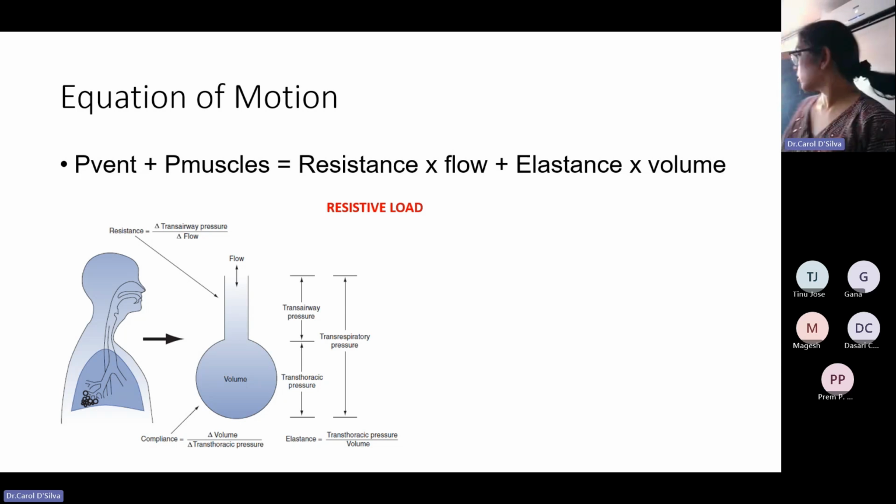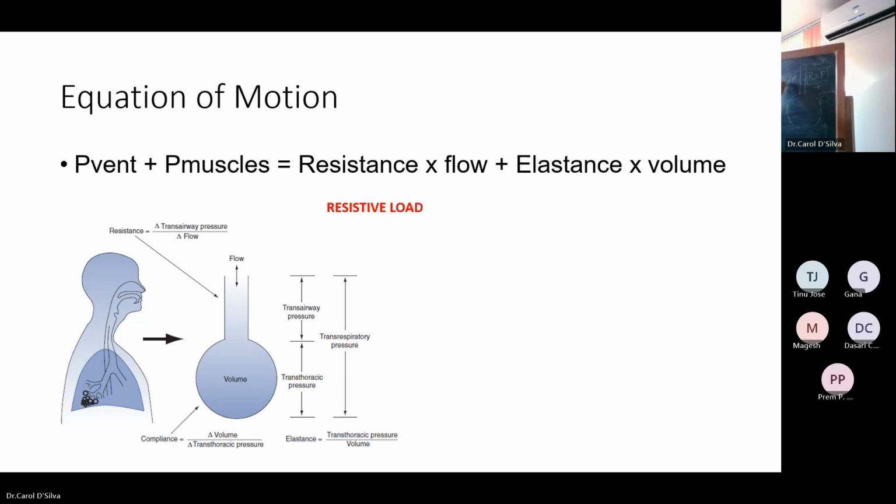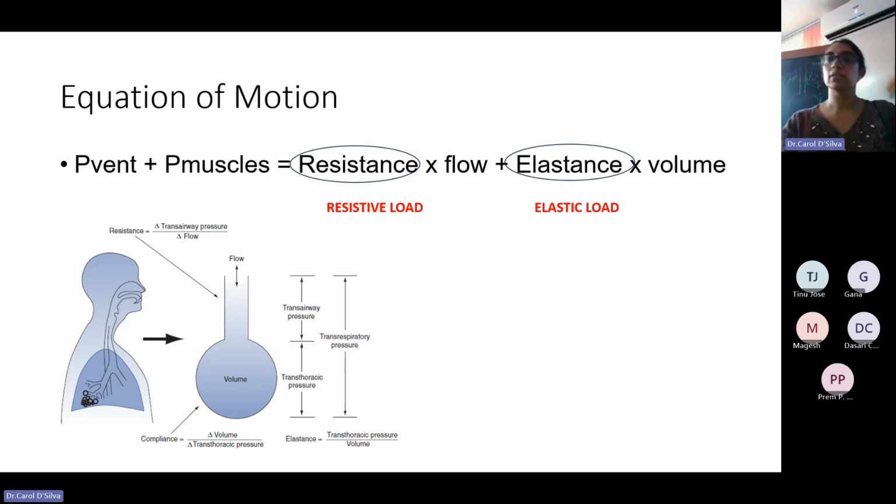So if you see on this equation, I think I'll better draw it. You have pressure on one side equals volume and flow on the other side. As a ventilator, it has to overcome one thing: the resistive load that's offered by the straw, and the elastic load, which is basically the pressure from the balloon.